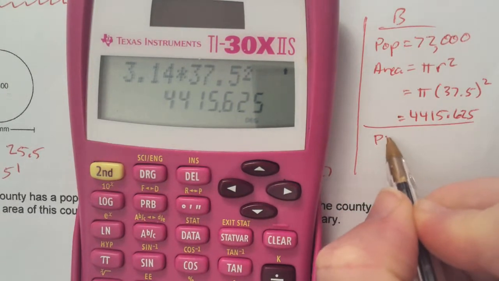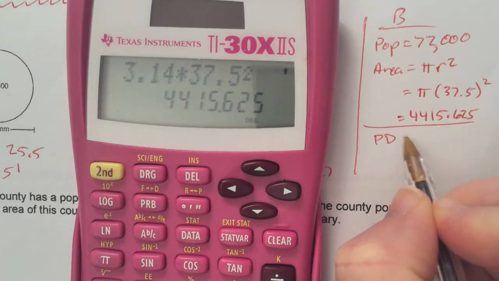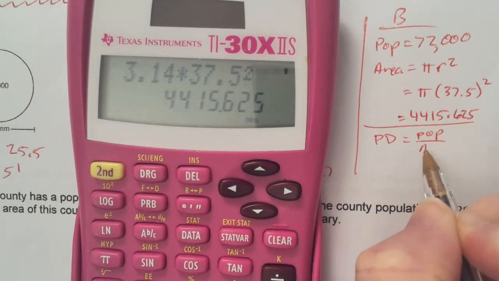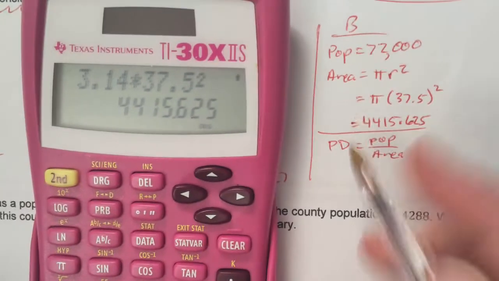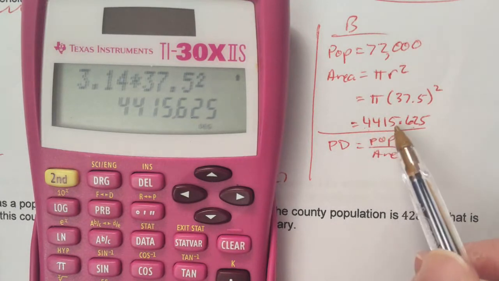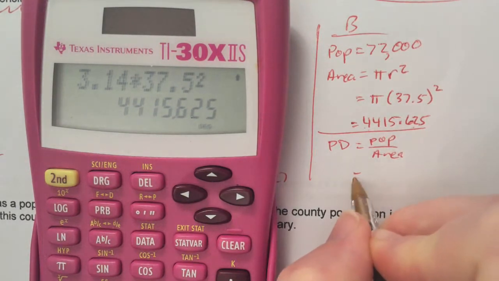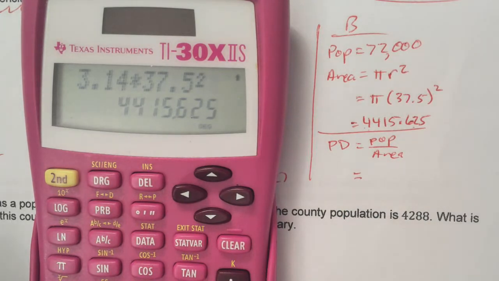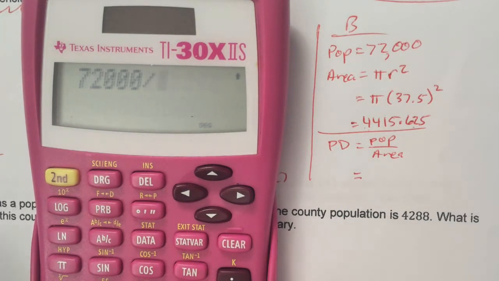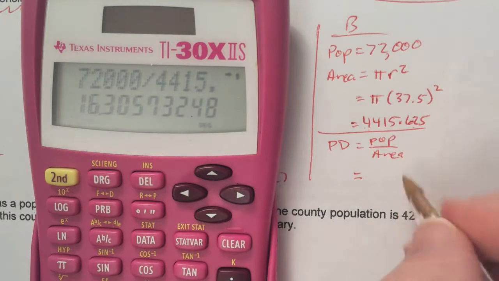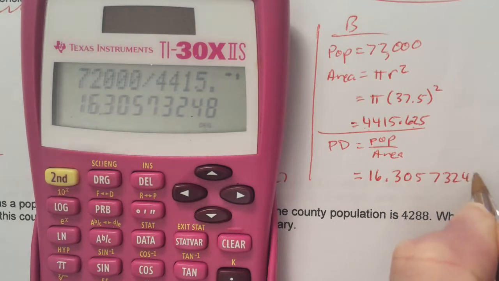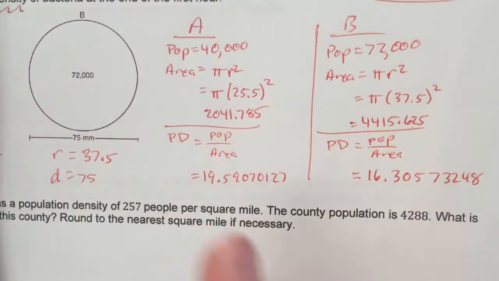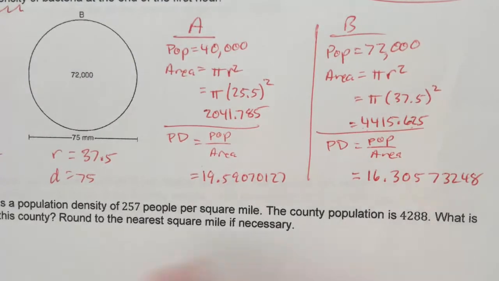Population density is equal to the population over the area. The population is 72,000 and the area was that 4415 decimal. So put that in your calculator: 72,000 divided by 4415.625. We get this big long decimal, 16.30573248.